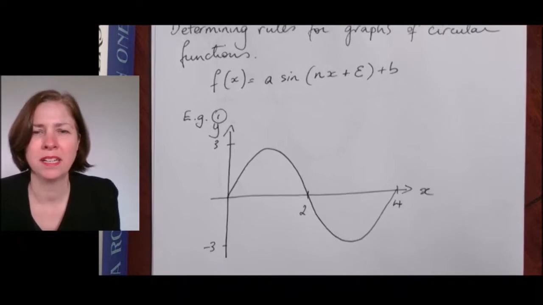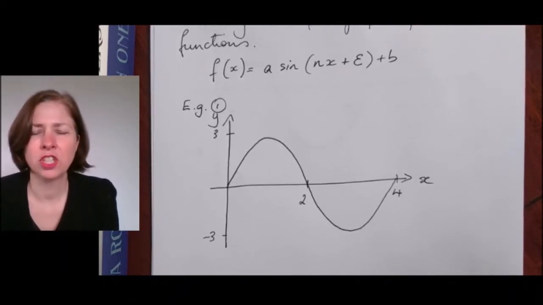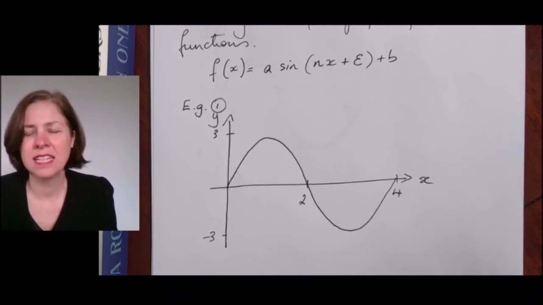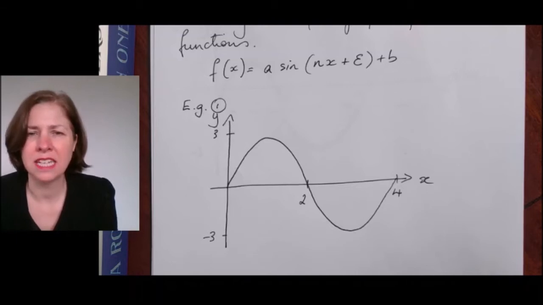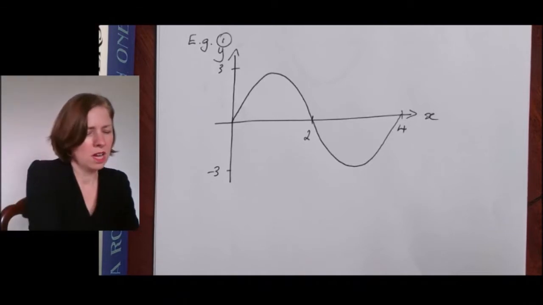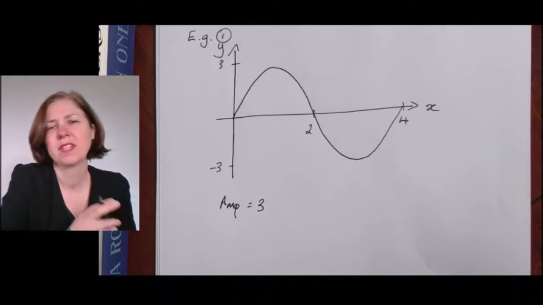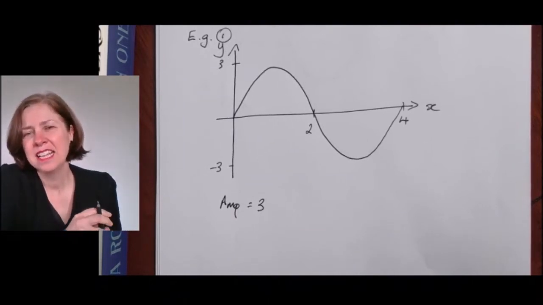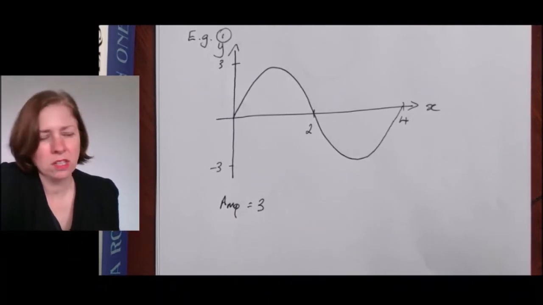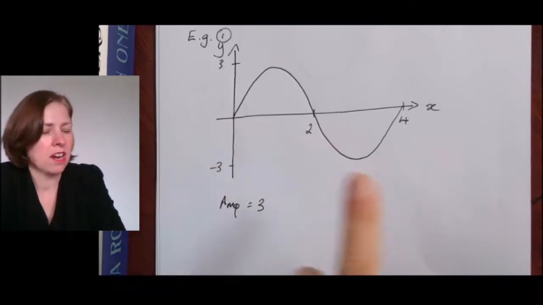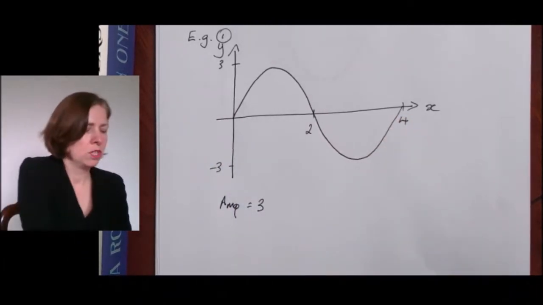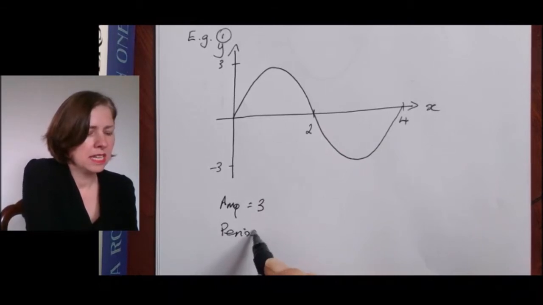So example 1, I need to find the rule for the graph of this function, and I can see already just by looking at the graph, it's centered around the x-axis. That's our midline, our center line, and it goes up to 3 and down to -3. So I can easily see that the amplitude of this graph is 3. The other thing that I can see is I go through one complete cycle. I start at the origin and I finish at x equals 4, which means that the period is 4.